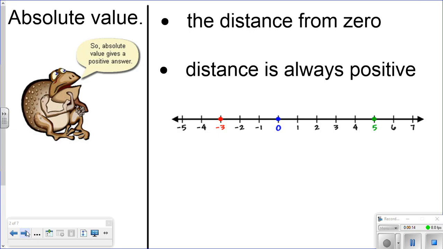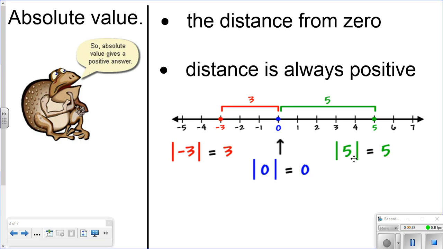So remember, absolute value means the distance from 0, and the distance is always positive. So if we just look at 0, the absolute value of 0 is 0. If we look at the distance between 0 and -3, it's still 3 steps, so the absolute value of -3 is 3. When we look at the distance from 0 to 5, that's 5 steps, so the absolute value of 5 is 5.